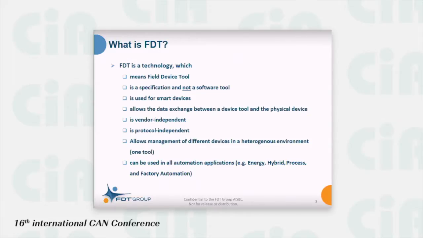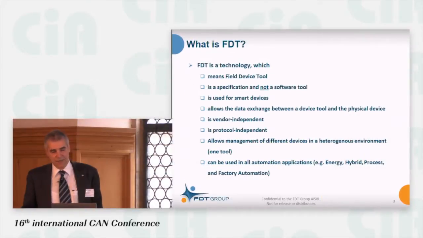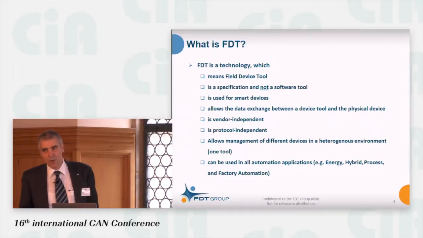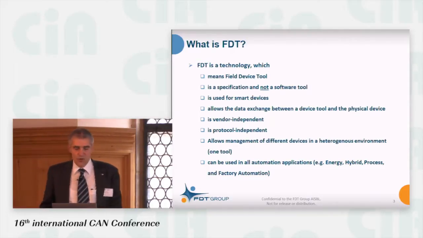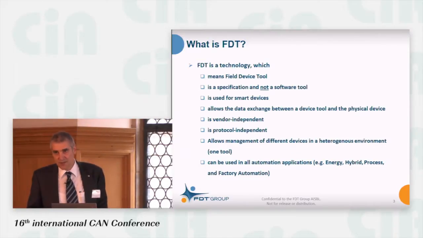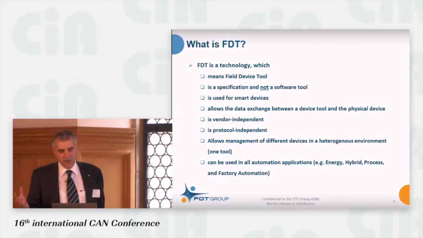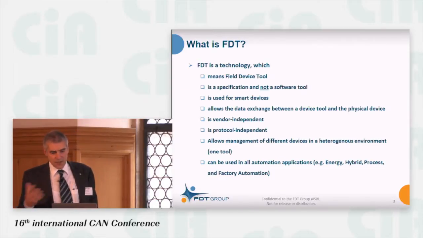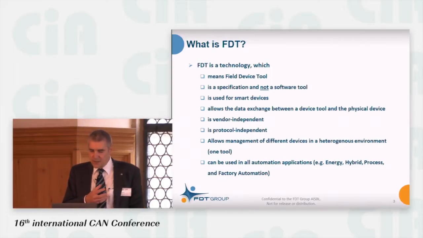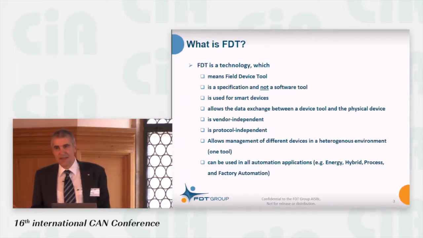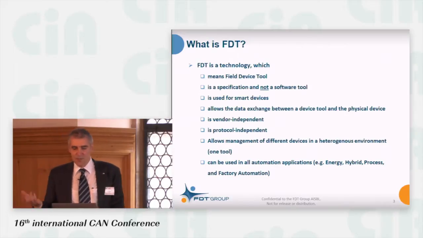So the origin was in the process automation industry, where they have these field devices with thousands of parameters which you need to configure. And we also use it in other industries, like in hybrid industries, or also factory automation and energy management. And what does it allow? It allows to do a data exchange between a device tool and the physical device. And what is important, it's vendor independent. So the mechanism and the concept is vendor independent.